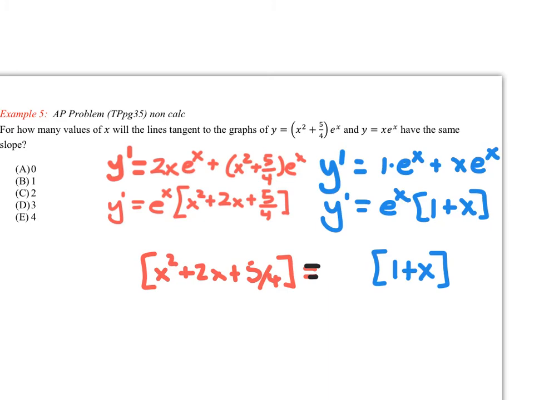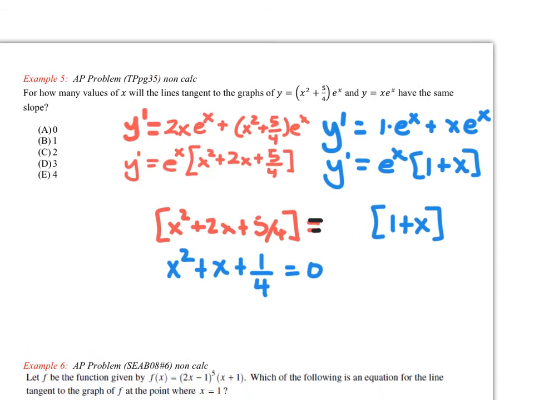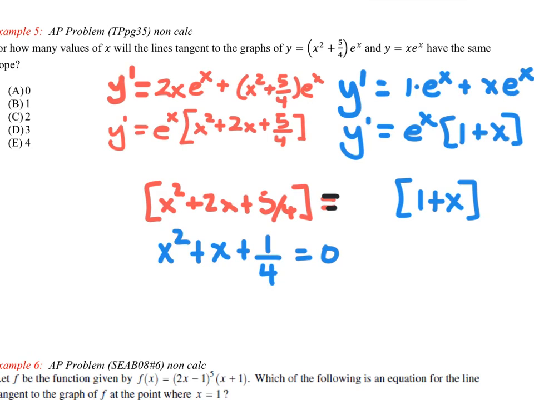Okay, so now let's do a little work here. I'm going to bring everything to the left, so that'd be x squared. I'm going to subtract x from the right side, that gives me that. And then subtract 1, that gives me 1/4 equal to 0. Okay, so I'm going to multiply everything by 4. So I get 4x squared plus 4x plus 1 equals 0.